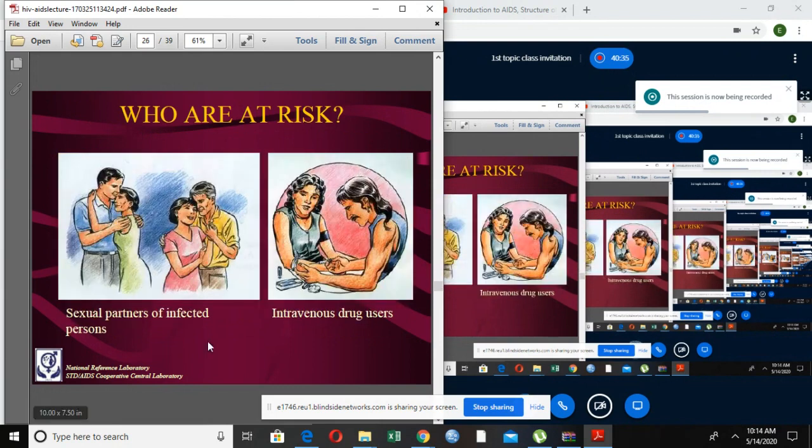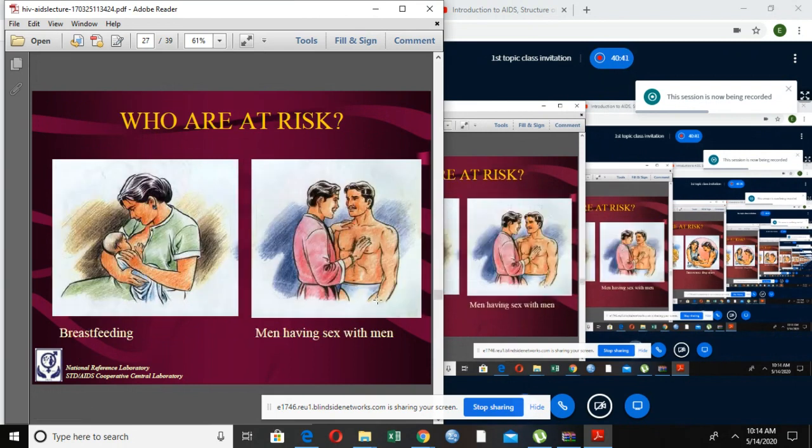Then you have sexual partners of infected persons. Then intravenous drug users are also at high risk. Then the breastfeeding child whose mother is HIV and AIDS positive and not taking ARVs. Then men having sex with men.